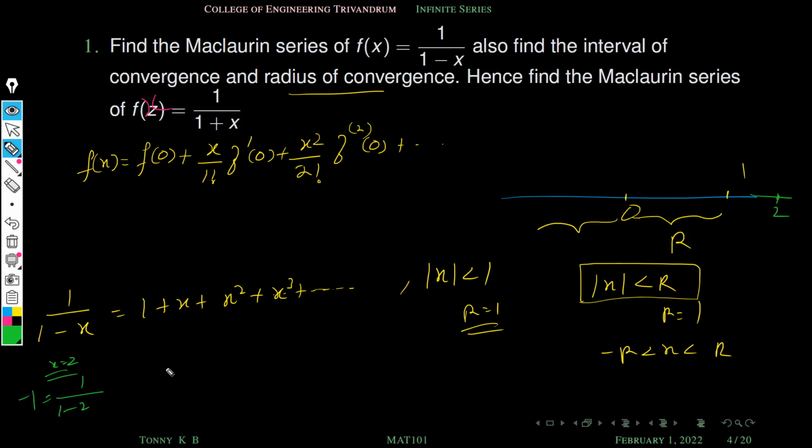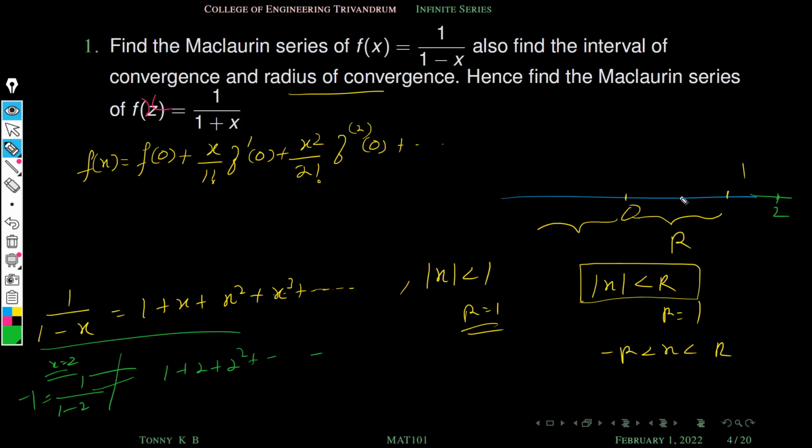What about the right hand side? Right hand side is 1 plus 2 plus 2 square plus etc. Anyway, it's a positive quantity and tending to infinity. Okay, LHS is minus 1, right side is positive and tending to infinity. It is clear they are not equal. So this expression is valid only in the interval of convergence.